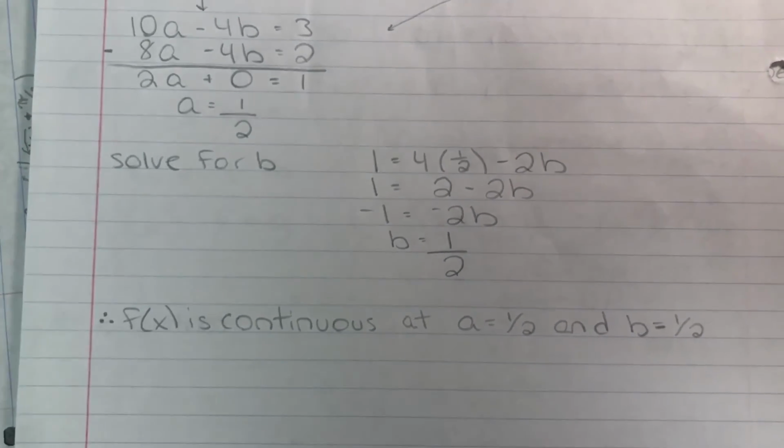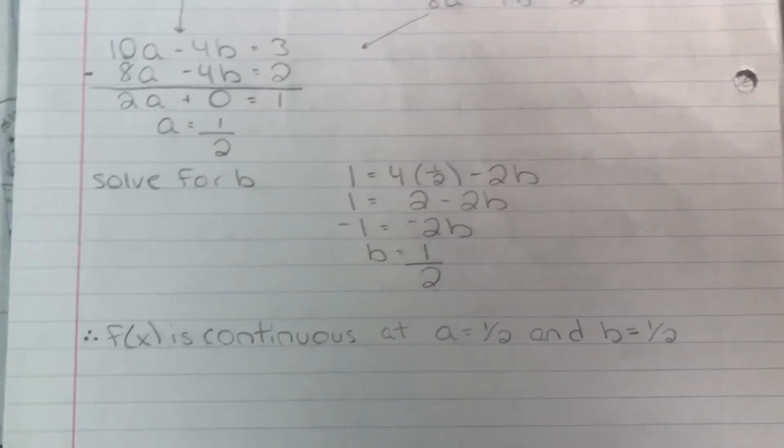So, therefore, f of x is continuous at a equals 1/2 and b equals 1/2.